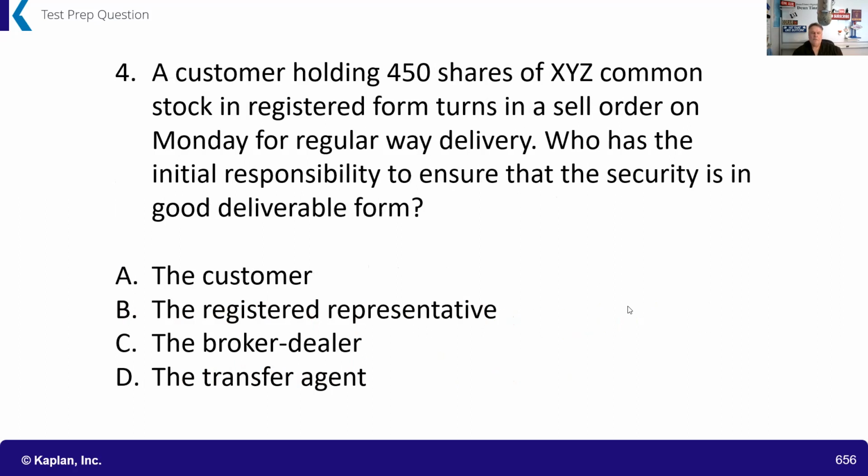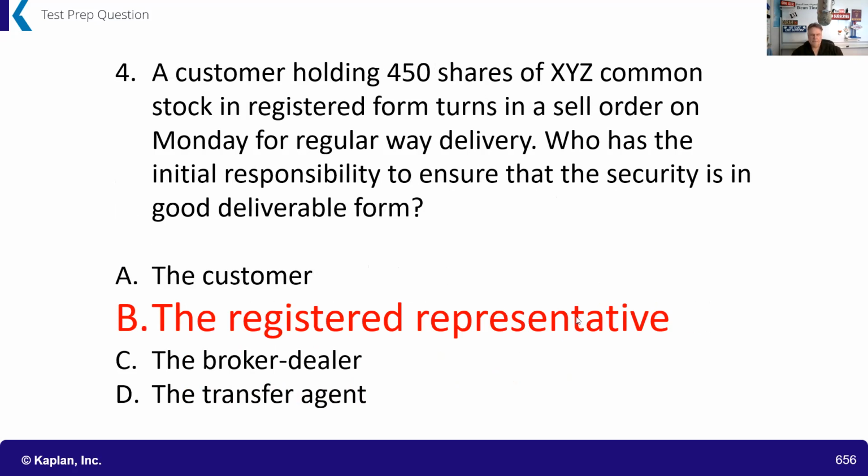A customer is holding 450 shares in registered form, turns in a sell order on Monday for regular way delivery. So we expect that we're going to be able to deliver the stock on T+2. Who has the initial responsibility for ensuring the security is in good deliverable form? Well, that would be you, right? Where is it, Mr. Jones? Is it in your safe deposit box? Where is it?